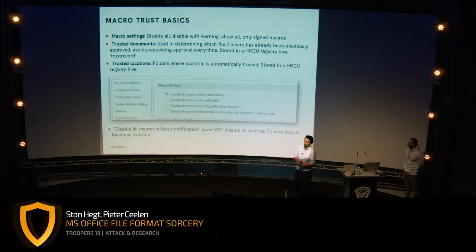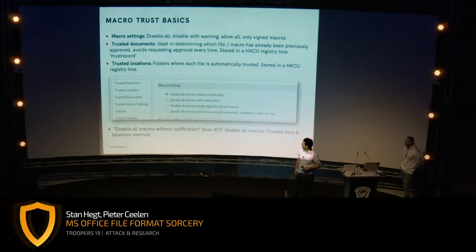So how does Office work with trust? We have this main macro setting: disable all macros, or disable macros with warning, meaning the user just needs to click allow. Then we have trusted documents. This is used to determine whether you already approved a file. If you open a macro-enabled document once, it will set something in the registry, and that way it will know the next time you open the file that you don't have to click the nagging yellow bar again. Then there are trusted locations. They are folders where you typically store templates or your normal dots, and they are automatically approved.